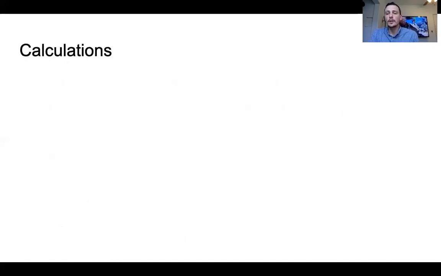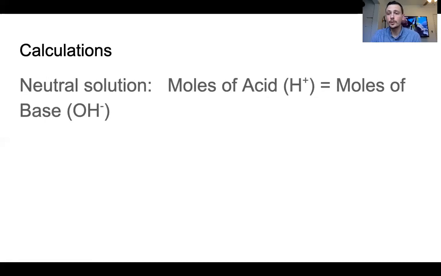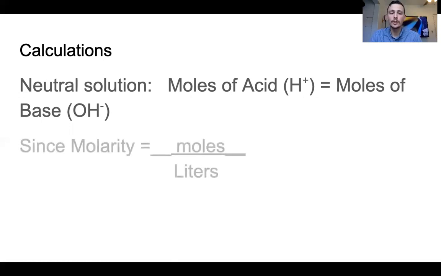So next up, the calculations for these neutralization reactions. So a neutral solution, one that's not acidic or basic, is one that has the same number of moles of H+ as it does moles of OH-. If you have the same amount of acid as you do base here, you're going to have an overall neutral solution. So since the molarity equals moles over liters, right? We spent a lot of time working with this in our last unit.